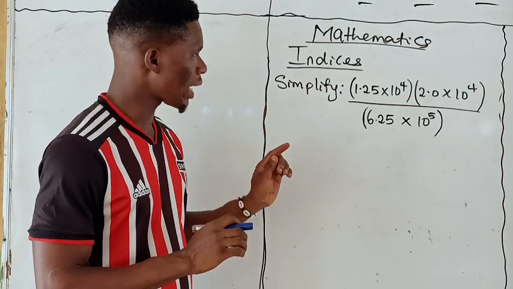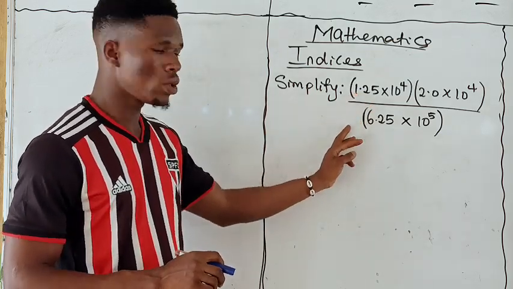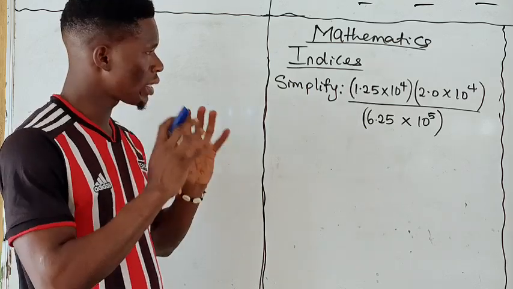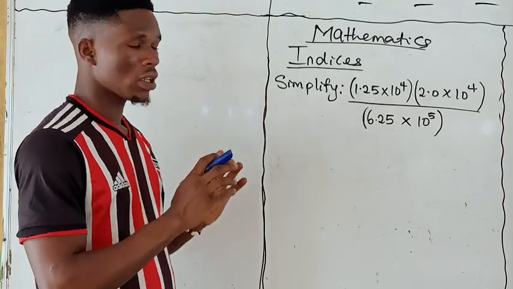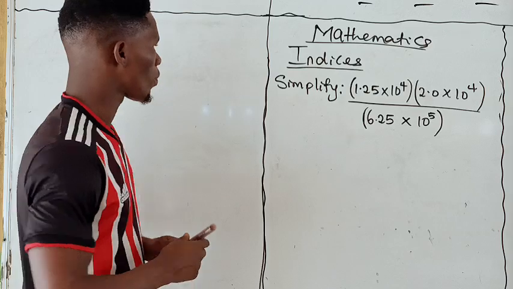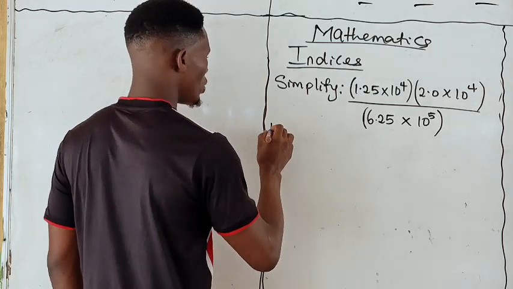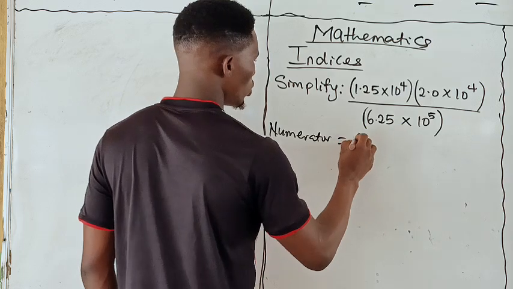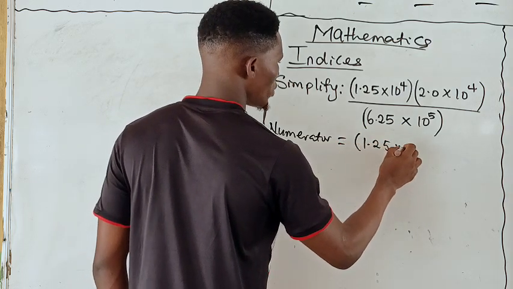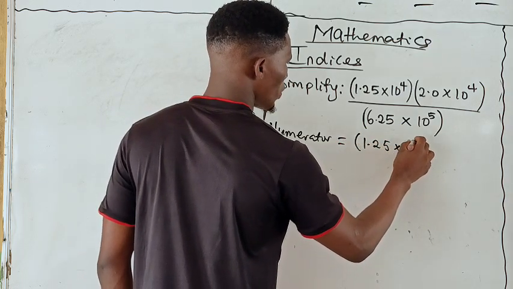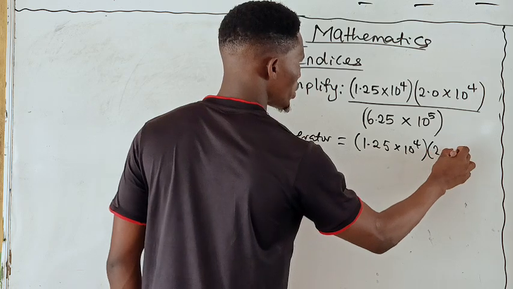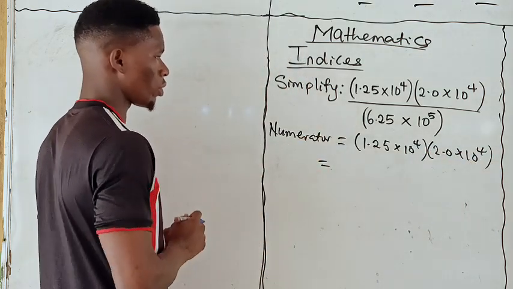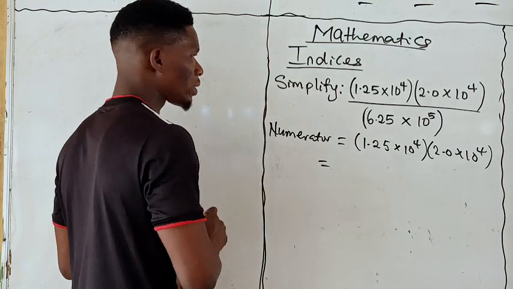Now, the first thing we do is that this is numerator and denominator, right? So let's write out the numerator. I just want to break this down as much as possible for us, right? Okay, so we have the numerator equals to 1.25 times 10 raised to the power 4, 2.0 times 10 raised to the power 4. All right, now let's simplify this numerator first, then we go to the denominator, right?